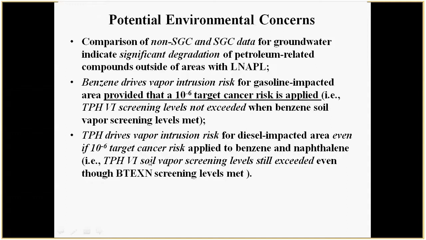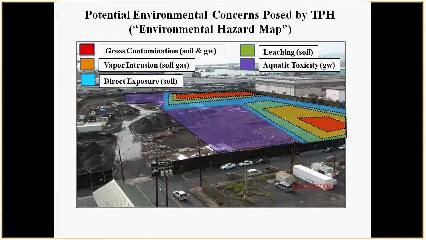So in this case, your TPH vapor intrusion screening levels would still be exceeded, even though BTEX screening levels aren't met. That was really obvious at the site. You could smell the vapors coming out of the diesel contaminated area, and there's no BTEX or naphthalene in the vapors, or very little. So here's what we really need to give the developers as part of the remediation: a summary of the risk assessment.